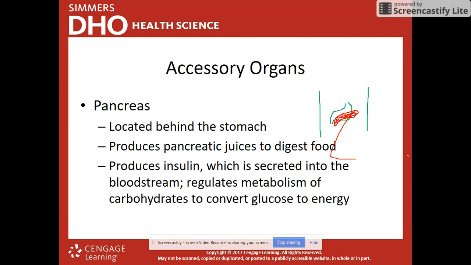It also produces insulin, which you may or may not be familiar with. Insulin is going to help us break down glucose. Glucose is our main source of energy, and glucose is just a fancy term for sugar. So insulin is going to regulate how much sugar we have in our bloodstream. And you may or may not know that diabetes is when people's insulin does not regulate their blood sugar very well. And we'll talk about that when we get to diseases and abnormal conditions.